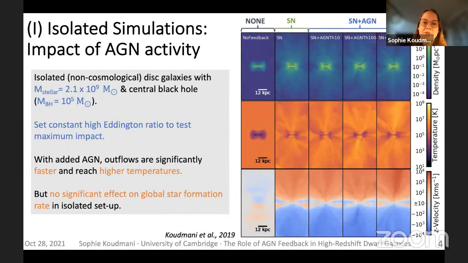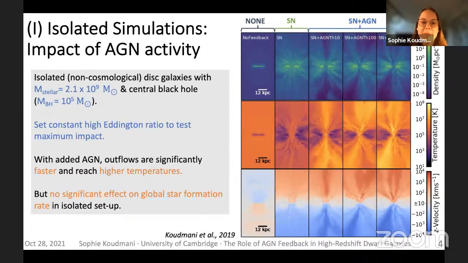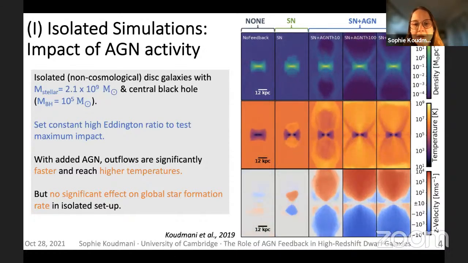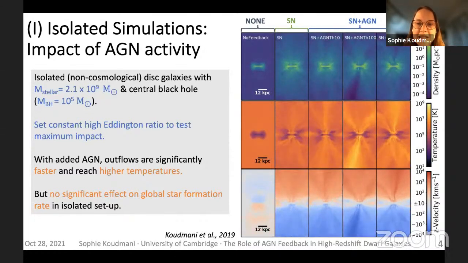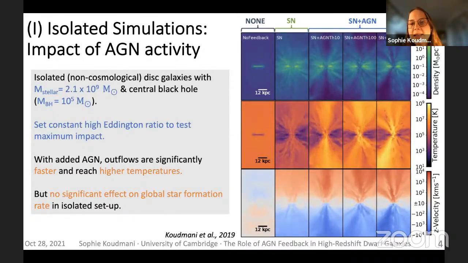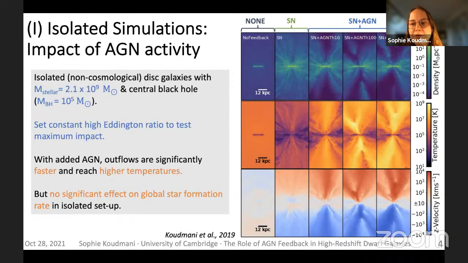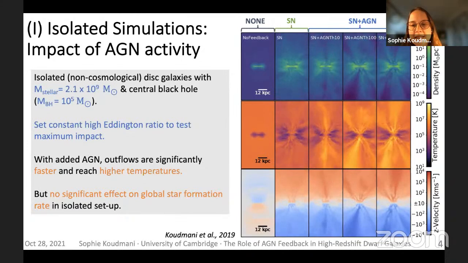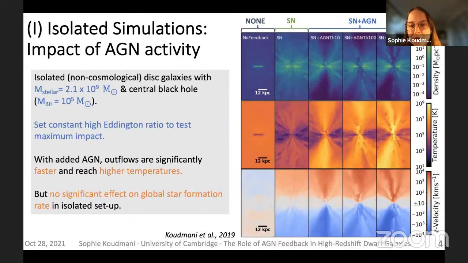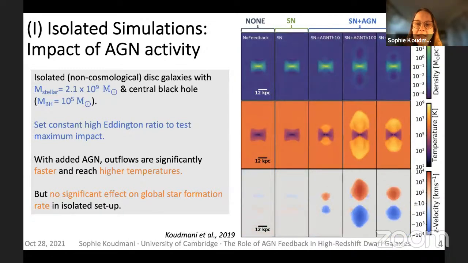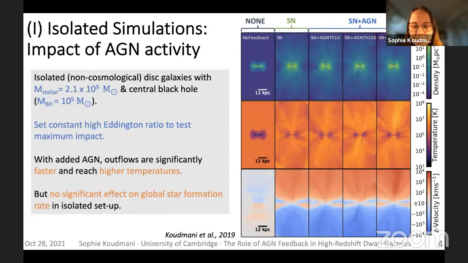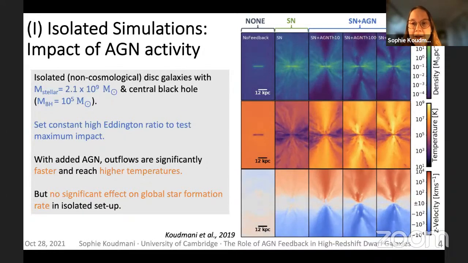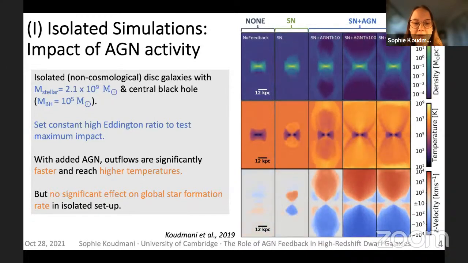And here in the first column, we've got a run without any feedback, so not much is happening. You just have an edge-on view of the disk. Then in the second column, when you add in supernova feedback, you can see the nice large-scale outflows that form. And the last three columns are different AGN feedback models on top of that supernova feedback. And what we can see is that in all cases explored here, the outflows are significantly hotter and significantly faster with added AGN feedback. Nevertheless, we found that there was not a significant impact on star formation when adding an AGN on top of supernova feedback.